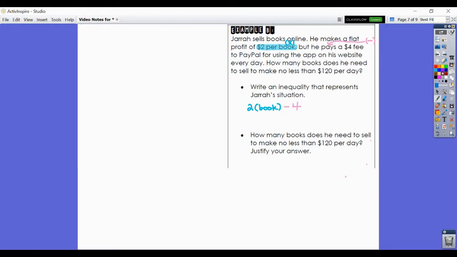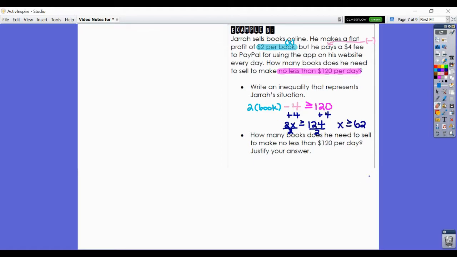Then, how many books does he need to sell to make no less than 120 per day? So right away, it's going to be greater than or equal to 120 because he must make 120 per day, but he can go over that. That's his goal. That's how many books he's looking to sell each day. We go ahead and solve this inequality by adding 4 over to the other side to get 2x is greater than or equal to 124. Divide each side by 2, and we get our answer of x is greater than or equal to 62.